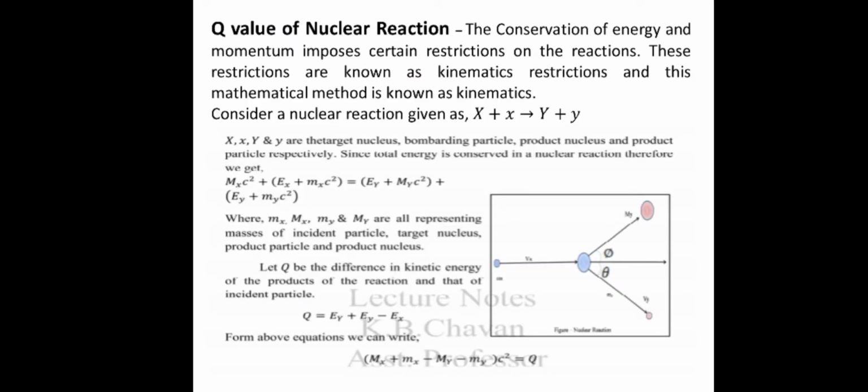Next point is the Q value of nuclear reaction. The conservation of energy and momentum imposes certain restrictions on the reaction. These restrictions are known as kinematic restrictions, and this mathematical method is known as kinematics. When there is conservation of energy and momentum, there is some restriction, and that restriction is known as kinematic restriction, and this mathematical method is known as kinematics.